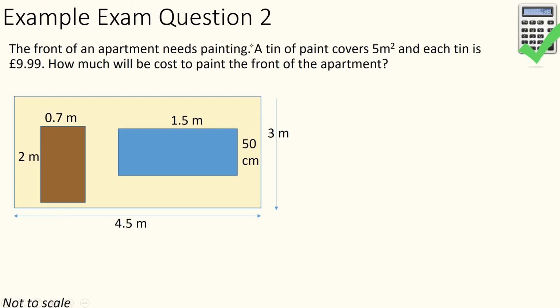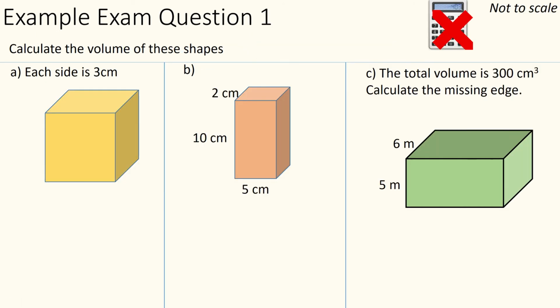So as you know, volume is length times width times depth. So this cube, each side is 3 centimeters. So 3 times 3 times 3, that comes to 27 centimeters. And remember, because it's volume, we're using the cubed.